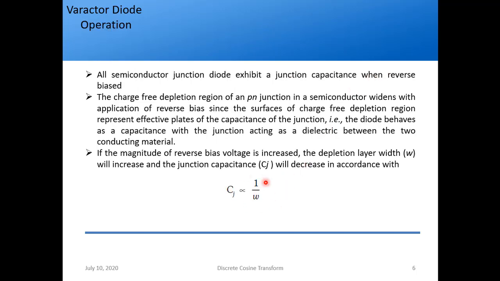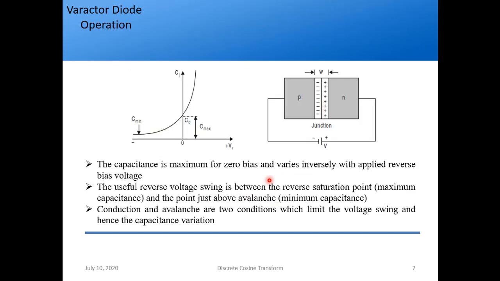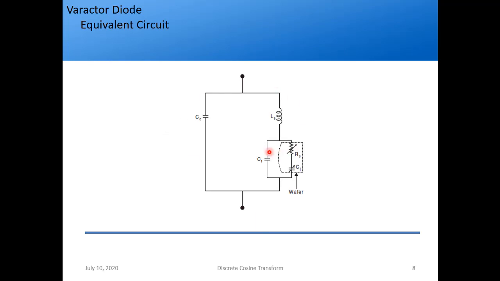Cj is inversely proportional to W. Then we saw the capacitance is maximum for zero bias, that is when you are giving zero voltage. It varies inversely with the applied reverse voltage, that is when you give a negative voltage here, so this diode is reverse biased. For the maximum negative value, you have the minimum capacitance. The usual reverse voltage swing is between the reverse saturation point, that is maximum capacitance, and the point just above avalanche, that is minimum capacitance. As I said, avalanche devices we have to study. So this is the equivalent circuit.